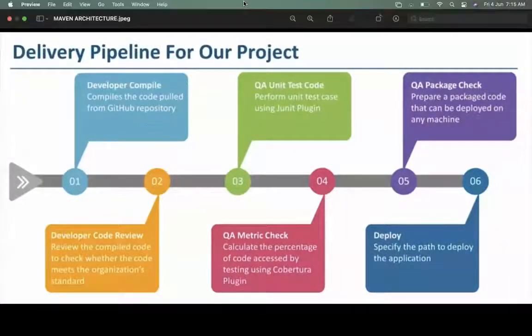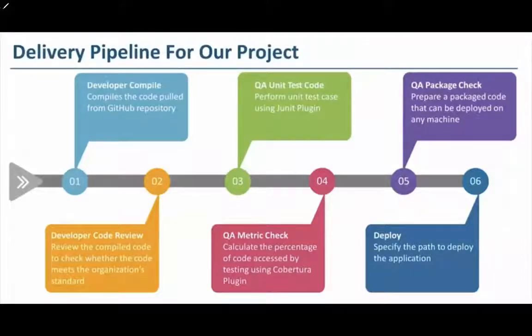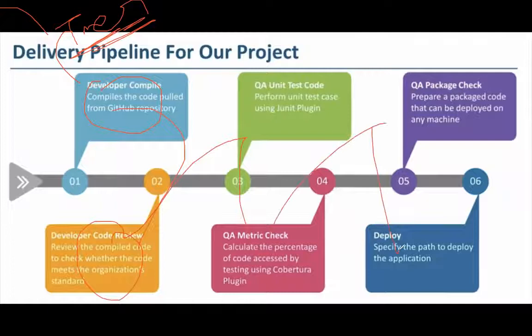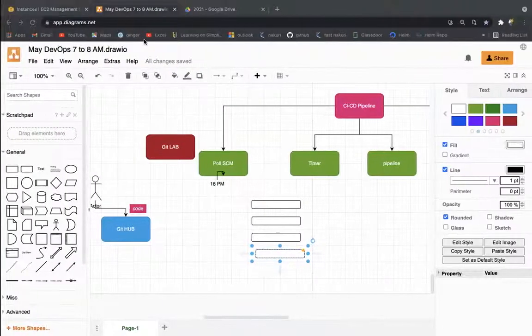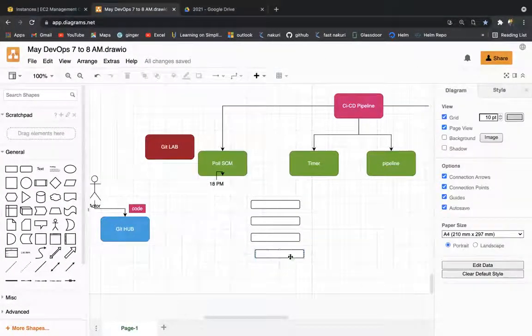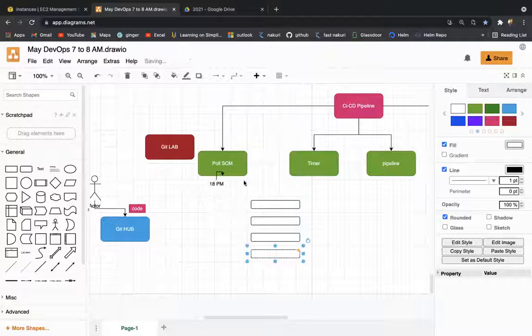So now, see what the polling will do: it will pull the code and push it into the timer. The timer will trigger the first job. If the first job is completed, it will trigger the second job. If it is done, it will trigger the third, fourth, fifth, sixth. Then your output will be there. The deployment will be there. So when you go for the timer, we have multiple jobs. For each job, we need to make the automation, right?